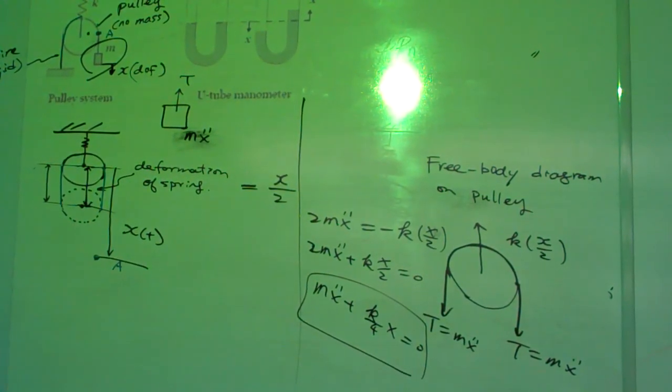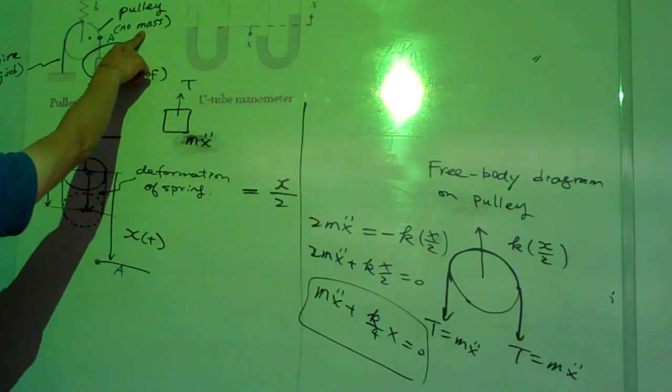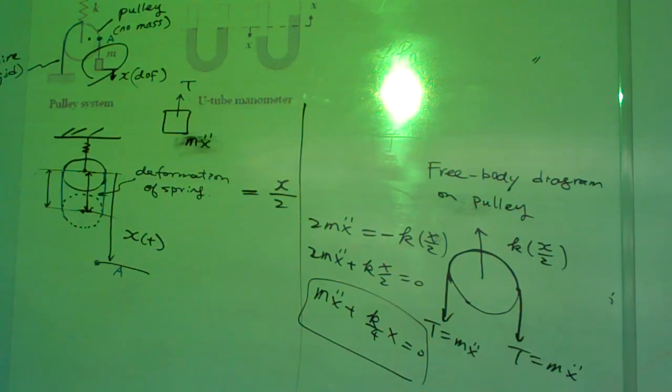So we're not feeling any inertia from the pulley. Yeah, because for the pulley we assume no mass. No mass, that means no inertia. If the pulley has an inertia, that means we have to consider the moment of inertia. Then that will be an additional term we added here. But here for simplicity, we don't. You good?